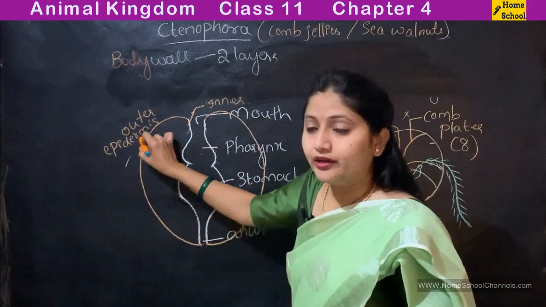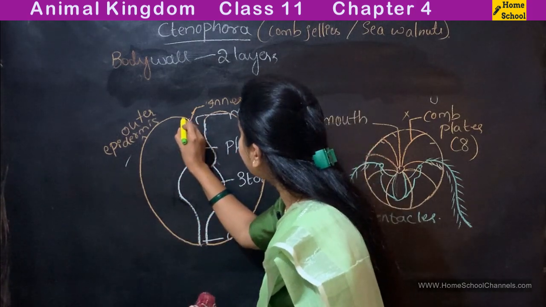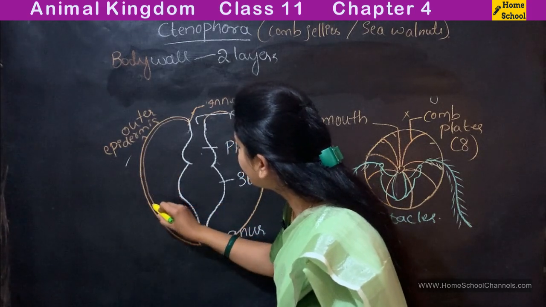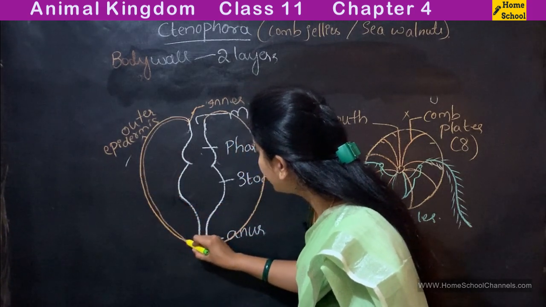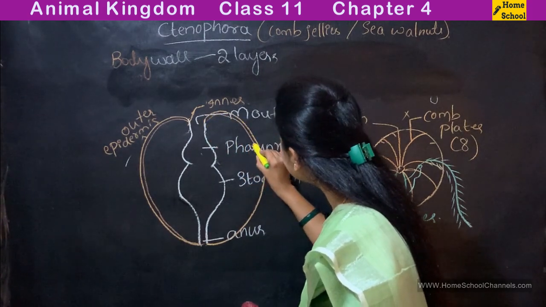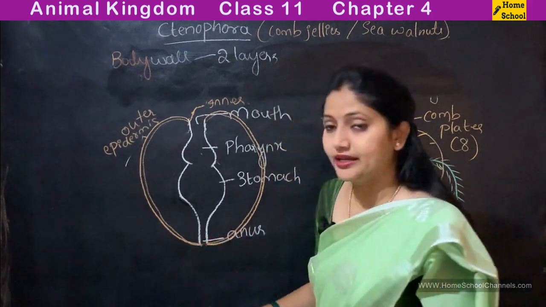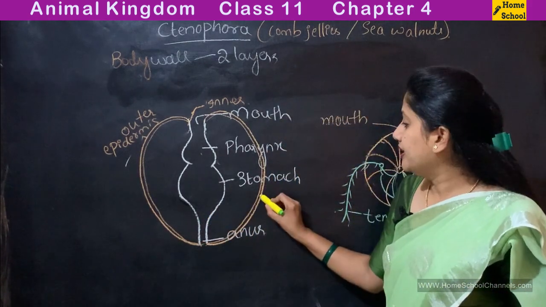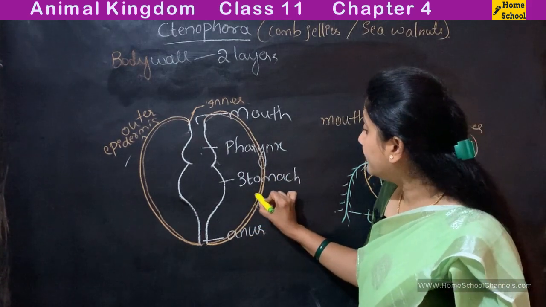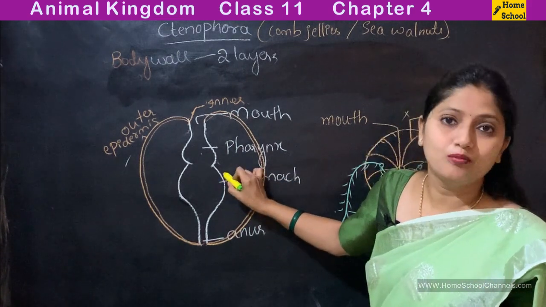This outer one, alright, is again categorized into two layers. But anyways, these two together, we call them the outer layer or epidermis. You can take it as outer epidermis and inner epidermis. But together, this is the outer body wall and this is the inner body wall.